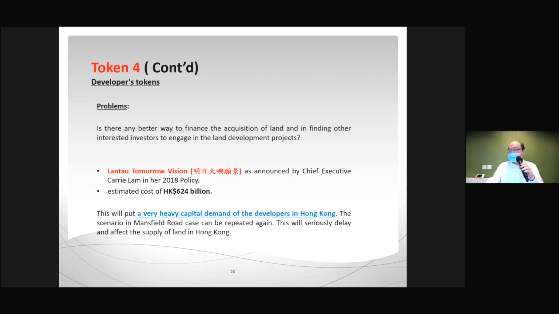Okay, and also the Land Supply Tomorrow vision involves a very huge sum of investment. The estimated cost is 224 billion. So if the government spends that amount, then it will need to recoup it through land sales. That will impose a very high burden on the developer. So if we can have an alternative method to obtain finance, then you will be able to help the developer to finance the building of this land.